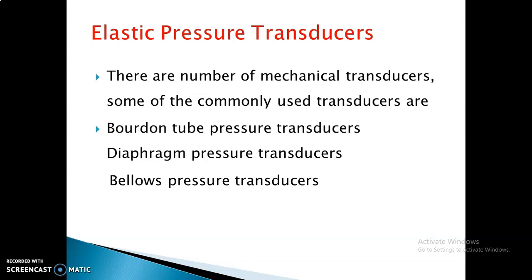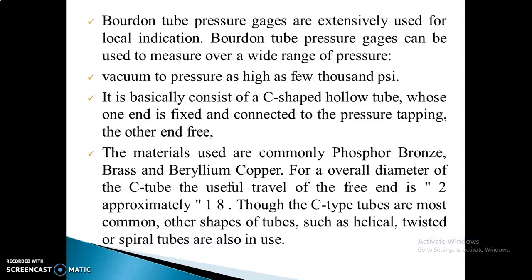The elastic pressure transducers come under the category of mechanical: Bourdon, diaphragm and bellows. Those are the three different types. The first topic we are going to see is Bourdon. What is Bourdon tube pressure? For local indication, people go for the Bourdon tube pressure gauge, which is used to measure a wide range of pressure, up to a few thousand PSI.